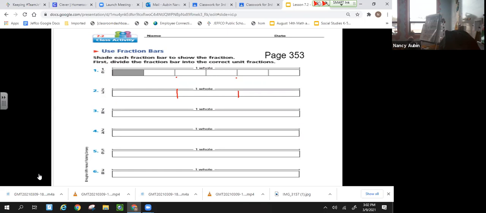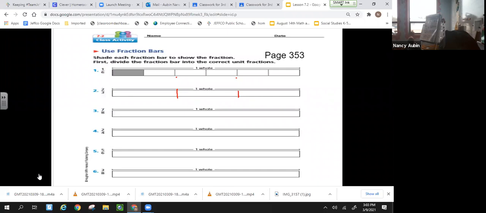All right, who thinks they know what we're going to do next? What are we going to do next, Paxton? It says first divide your fraction bar into the correct unit fractions. What else do I have to do? What do the directions say? Shade it. How do we know how many sections or equal parts to shade? Where do we find that information? Paxton. We got the number that we needed to divide it into by looking at the denominator.